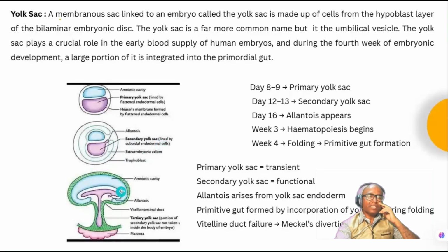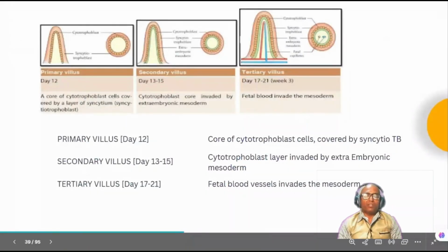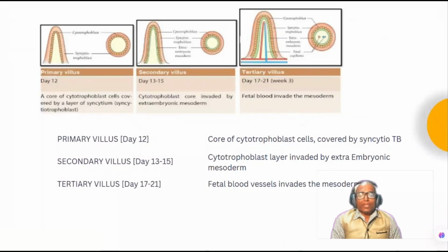Okay, then there is a folding. With the folding, this amniotic cavity will be like this here. Then this secondary yolk sac will get incorporated here and will form the primitive gut. There is a projection from this secondary yolk sac called the allantois. The connection between the two is called the vitellointestinal duct, and the portion of the secondary yolk sac not taken inside the body of the embryo will now be labeled as the tertiary yolk sac. And here is the placenta which is getting formed. So these are the changes which are happening in the second week.